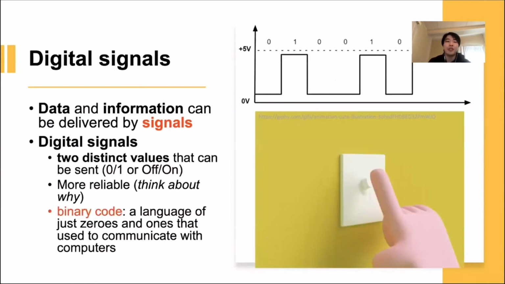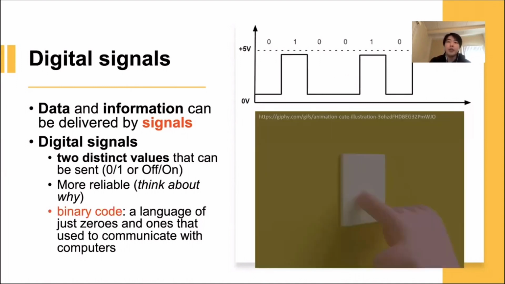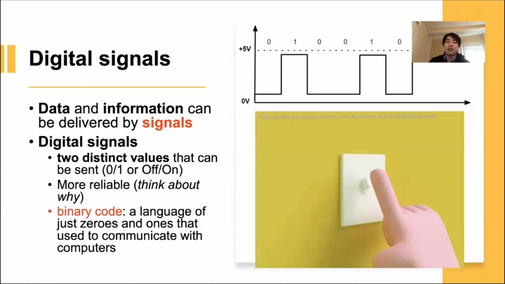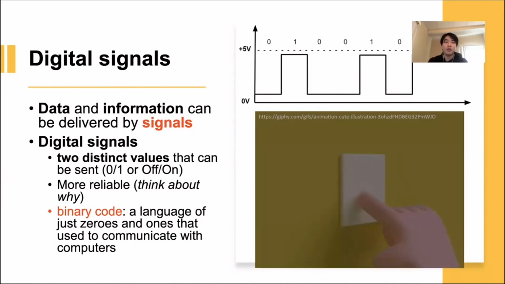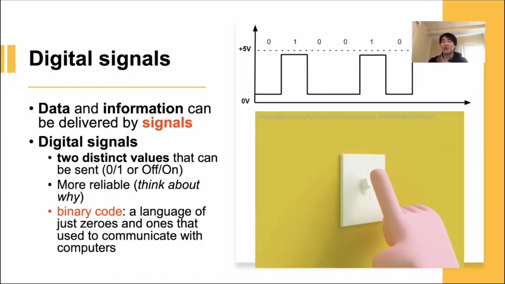So what is digital signal? Well, compared to analog, digital signal has two distinct values. It's either 0 or 1. So if it's 0, you can think of that as off. And if it's 1, you can think of that as on. Off is 0 and on is 1, okay?